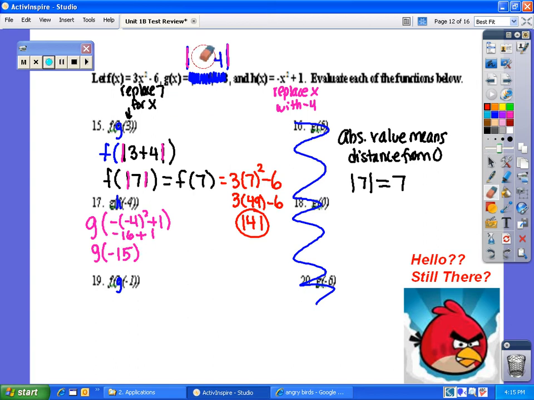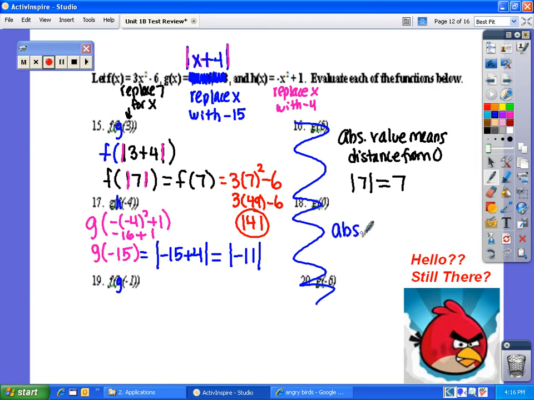So now for this question, I'm going to replace x with negative 15. So the g of negative 15 means replace x with negative 15. So this should be negative 15 plus 4, which equals the absolute value of negative 11. Remember, again, absolute value means distance from 0. So that means that negative 11 is still 11 units away from 0, but to the left. So it will be 11. So your absolute value answers are always positive, no matter what's inside. So the answer to that question will be 11. I know it's different from your paper, but I wanted to practice the absolute values.